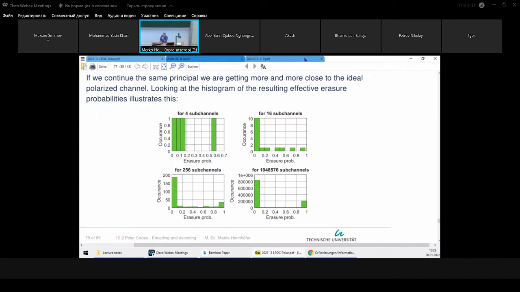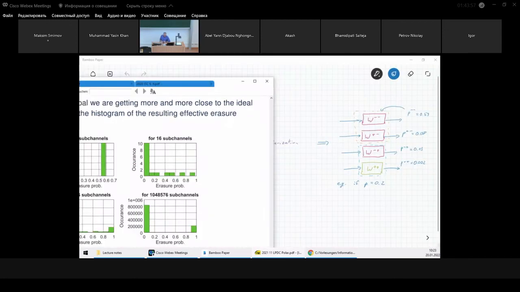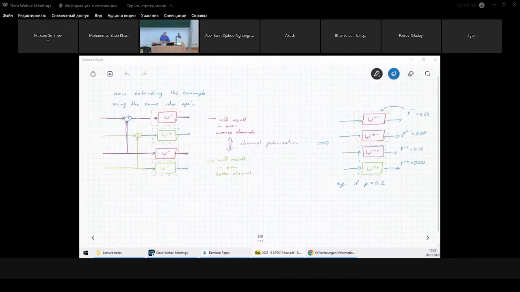Yeah, so that's a good question. And we will actually see this when we talk a little bit more about the theory, how to decode these guys.